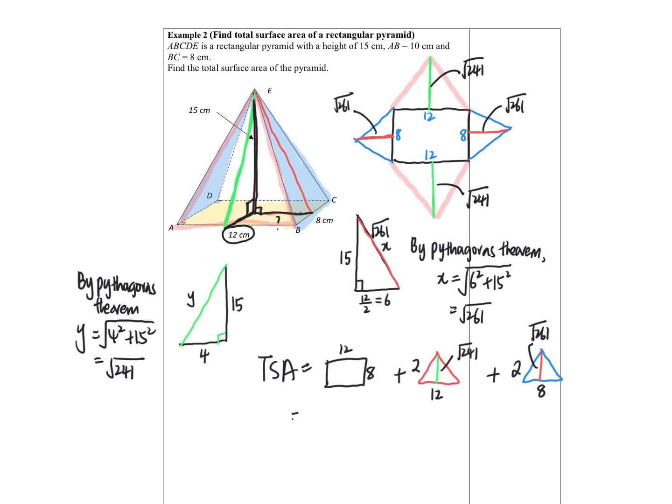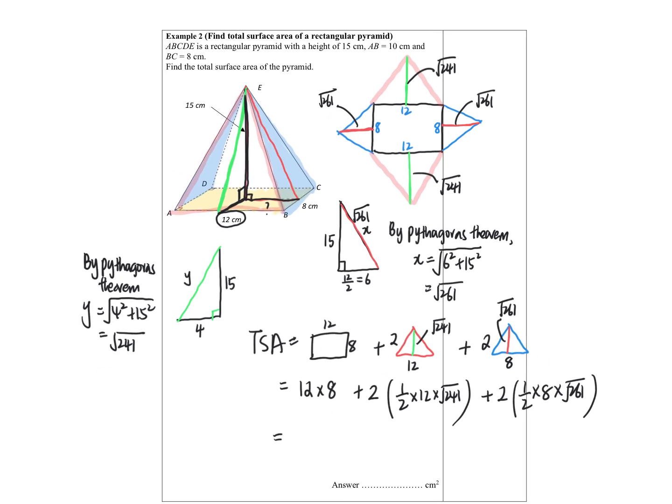So this one will be 12 times 8, no problem. This one will be half times base times height, but I have 2 of them. And then this will also be half times base times height, and I also have 2 of them. So remember the difference between just now the square base: I only need to find one triangle times 4. But if it's a rectangular base, I got one set of triangles that are equal and the other set. So there are 2 sets. So that is the difference. Calculation, I trust that you have no issues.